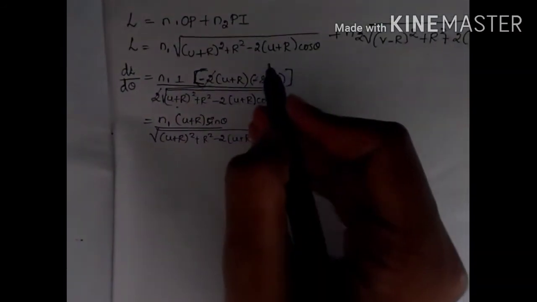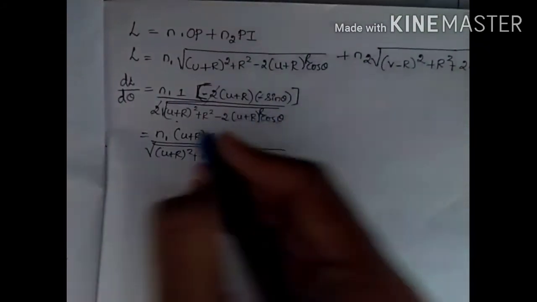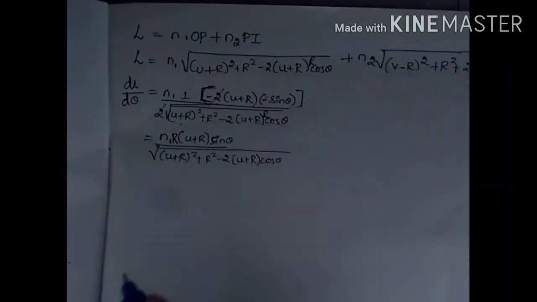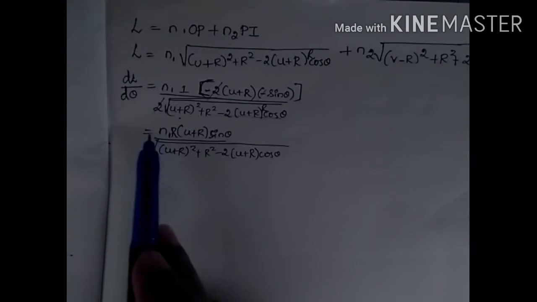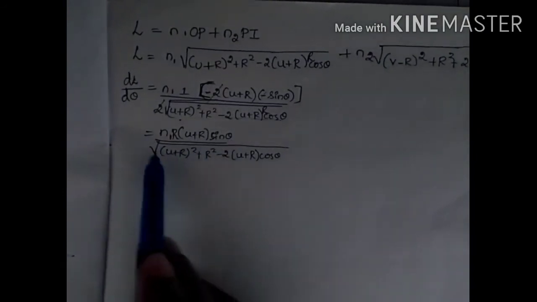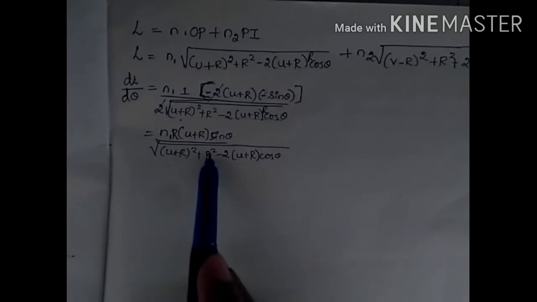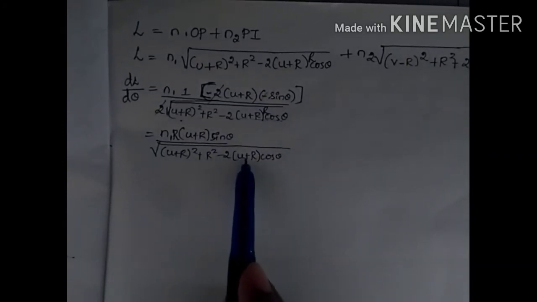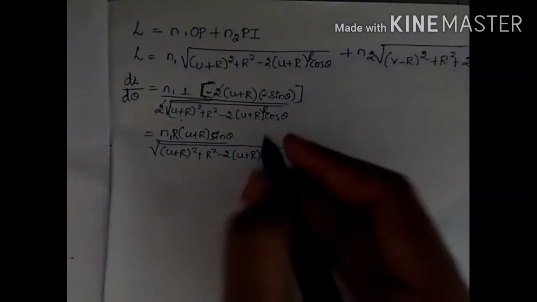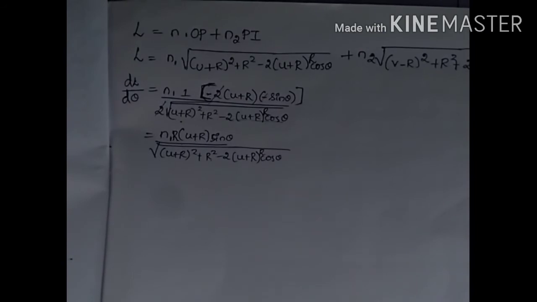There is one more term r missing here, and again here it is r. So the final equation is n1 r (u plus r) sin theta divided by root over (u plus r) whole square plus r square minus 2(u plus r) r cos theta.